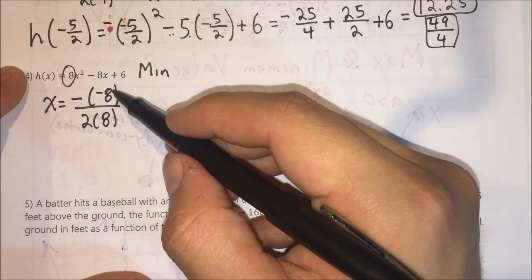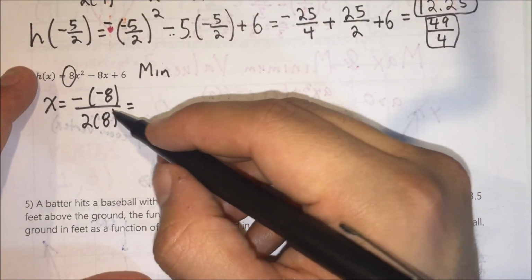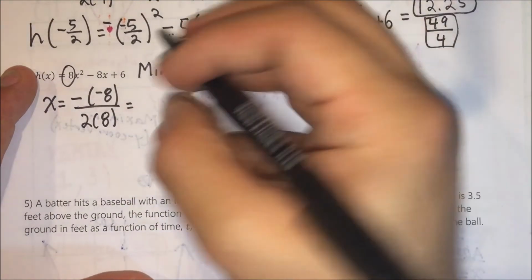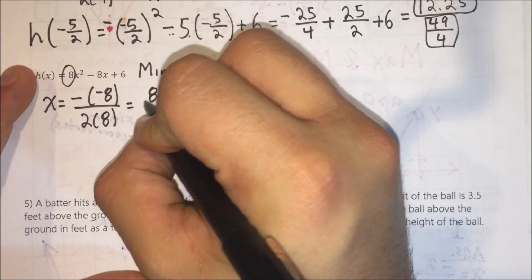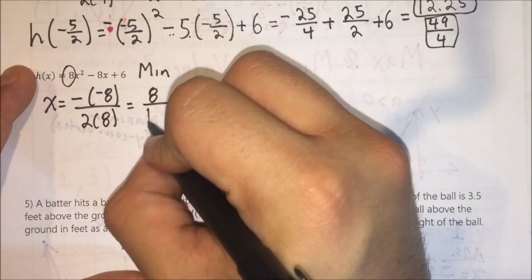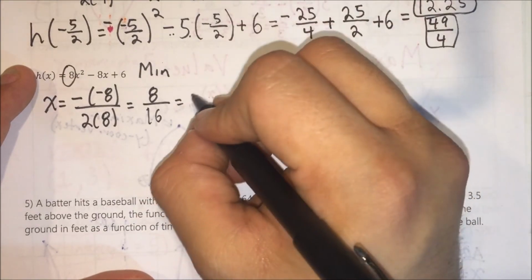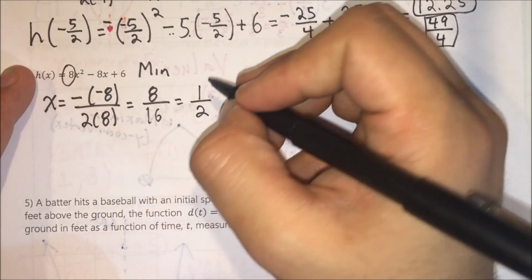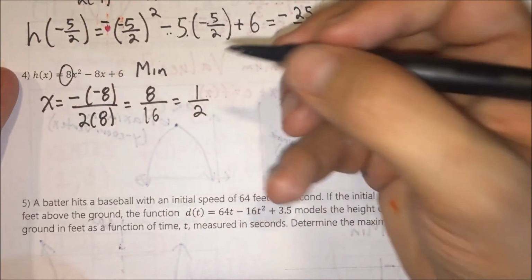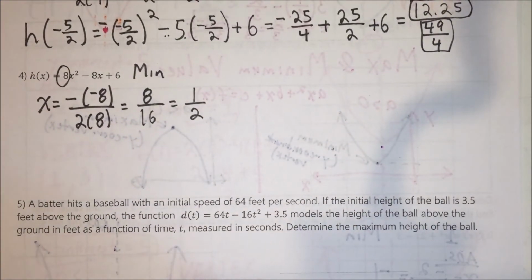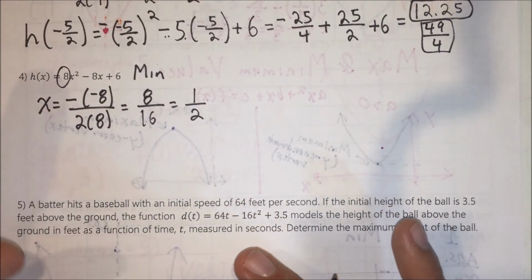There's a few ways we can do this. We can cancel the 8s. I'm going to do this the easy way. Negative times negative 8 is positive 8. 2 times 8 is 16. And 8 over 16, 8 is half of 16, so this is going to reduce to 1/2. So that is our x-coordinate, our axis of symmetry, or the x-coordinate of the vertex.